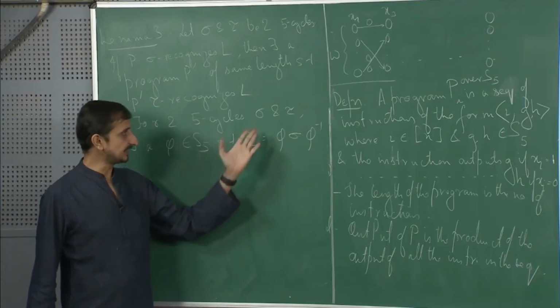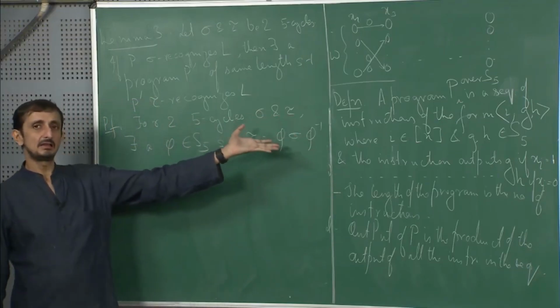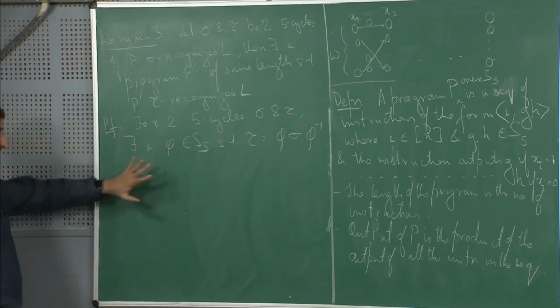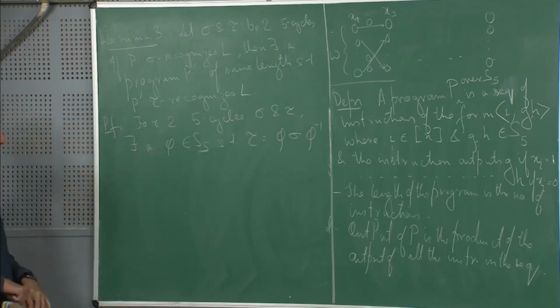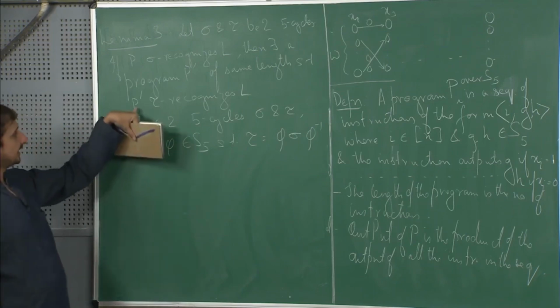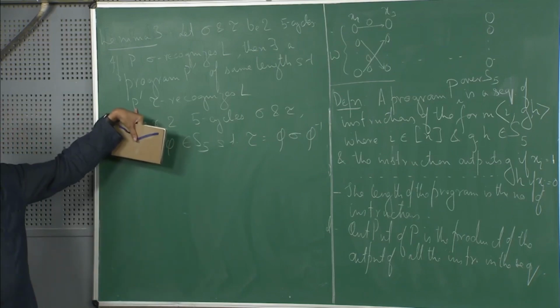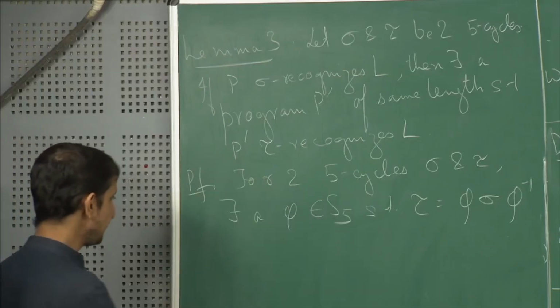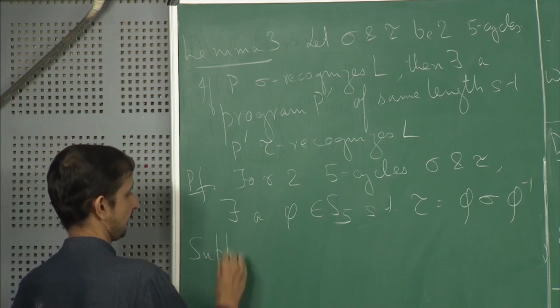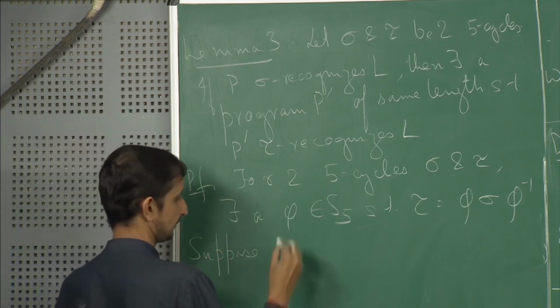So it says that any 5-cycle is basically a conjugate of another 5-cycle. That's all. And this, as I said, is a very standard result. It can easily be checked. Now, how do we get P prime from P? Very simple. So suppose P was of the following form.